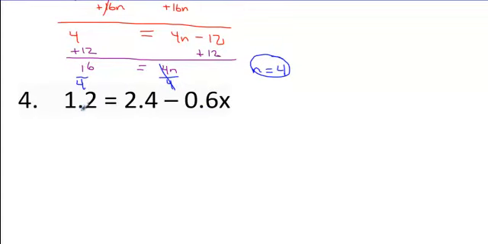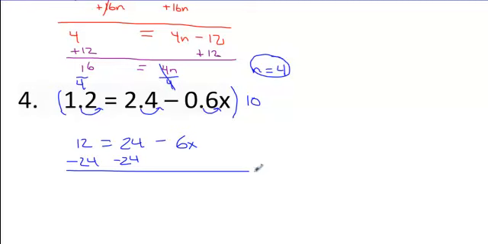If I multiply everything by 10, it will move the decimal 1 spot. So in this case, since I only need to move the decimal 1 spot for any of these, multiplying by 10 is exactly what I want to do. So multiply everything by 10, and it just gets rid of the decimals. This becomes a 12, this becomes a 24, and this becomes a 6x. Then we are going to subtract 24 from both sides. And I get negative 12, because negative 24 plus 12 is negative 12, or 12 minus 24 is negative 12. And this is a negative 6.